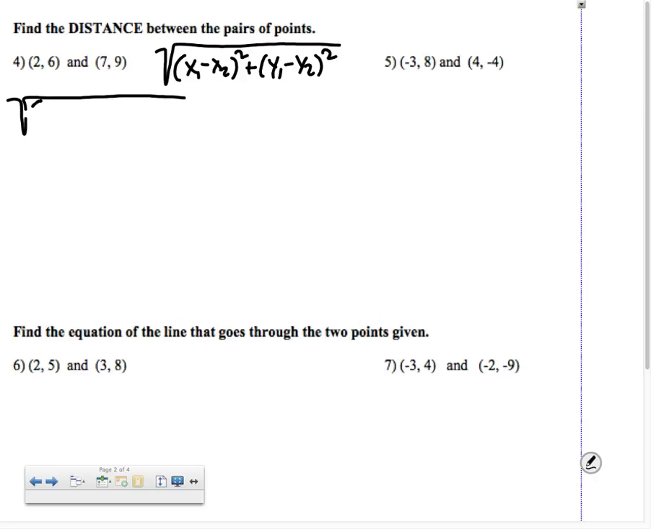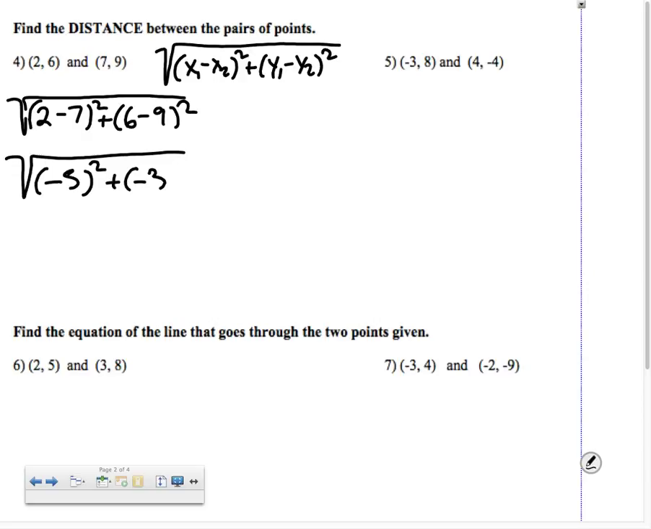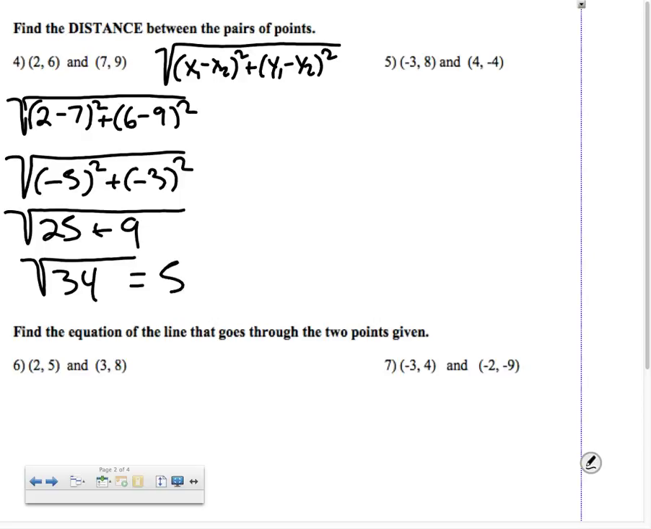Remember, the x coordinates are the first numbers in the points. So it'd be 2 minus 7 squared plus 6 minus 9 squared. And then you just kind of go down the list. 2 minus 7, well, that's going to be negative 5 squared plus negative 3 squared. Now remember, when you plug in the negatives, you have to plug it inside parentheses into the calculator, else it's going to give you a wrong answer, or just do it in your head. Negative 5 squared is 25. Negative 3 squared is 9. Add those, you get 34. And if you root that, you get 5.83. That's all it is to it. Again, you either know the formula or you don't.